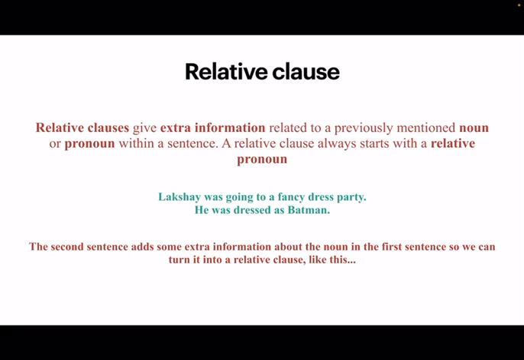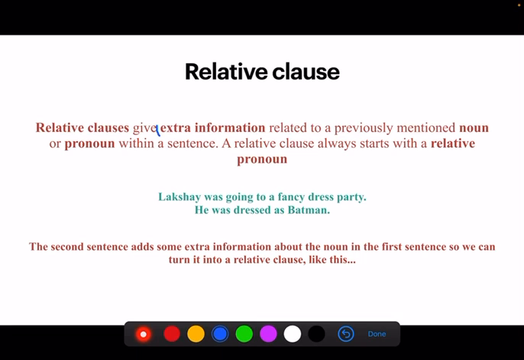It's a piece of a sentence which gives us extra information related to the previously mentioned sentence. It's like joining two sentences, like conjunctions do. But now we are not going to use a conjunction; we are going to use a relative pronoun and put it in commas. For example, we have a sentence: Lakshya was going to a fancy dress party. He was dressed as Batman.